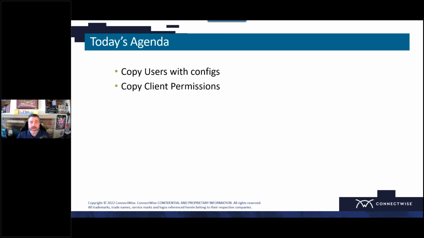After that, we're looking at copying client permissions, and this has to do with the user class permissions that are assigned to each client in Automate. We'll also look at establishing a baseline setup there, so you can go in and then copy that baseline to your other clients that are not set up yet.